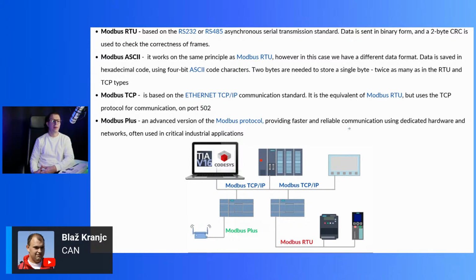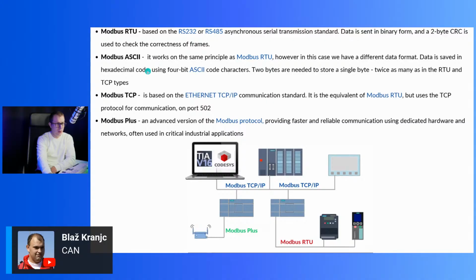If you want to implement Modbus, you should know that we have some differences between Modbus types. The first one is Modbus RTU. It is based on RS-232 or RS-485. Okay, and this is a serial transmission standard. The next one is Modbus ASCII. We use ASCII coding for this type of communication.